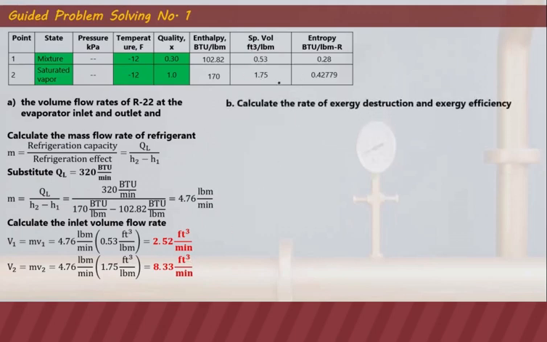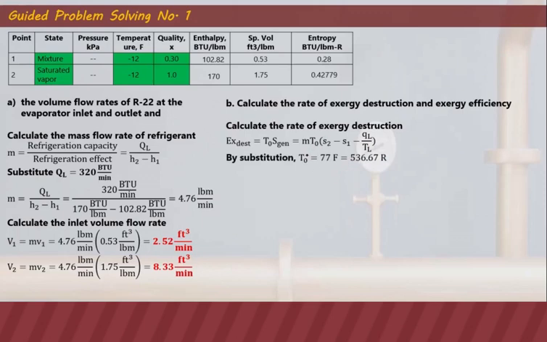Next is we calculate the rate of exergy destruction and exergy efficiency. So we will use our formula for the rate of exergy destruction for the evaporator, and this is given by this formula. So take note that our Q here is the refrigeration effect, that is H2 minus H1. Our TL is our temperature of the refrigerated space.